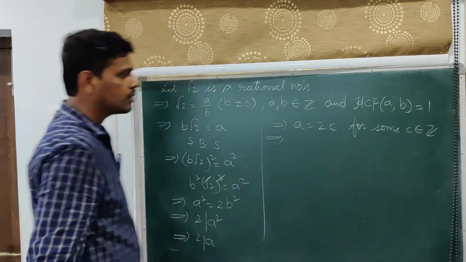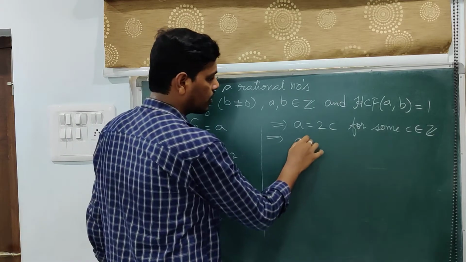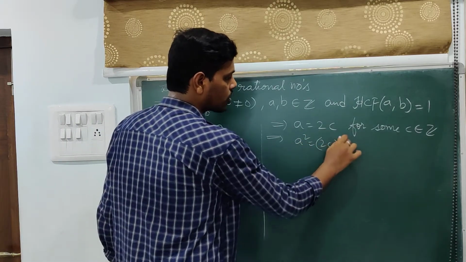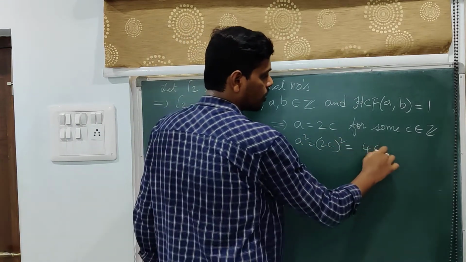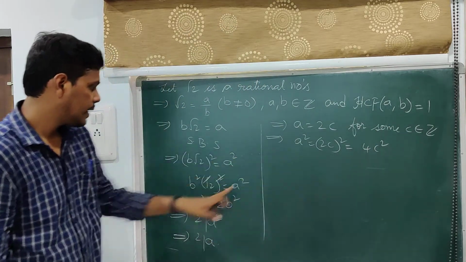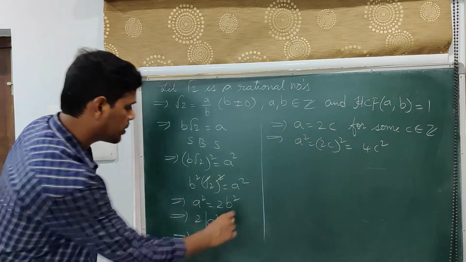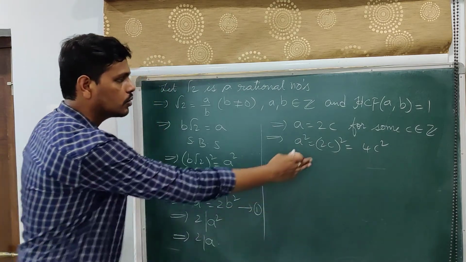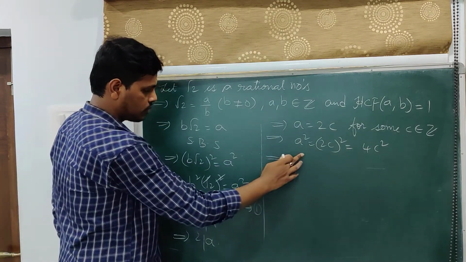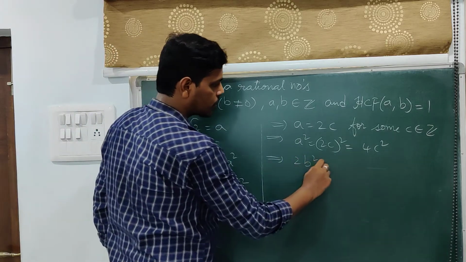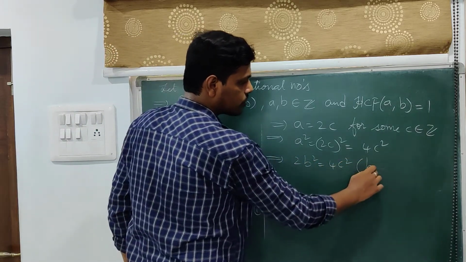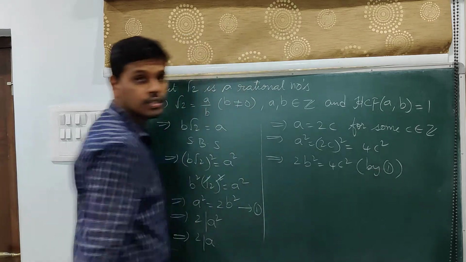Again I will be squaring this. If I square this, what do you get? a square is equal to 2c whole square, which is 4c square. Now a square value is known to us: a square is 2b square. Substitute this. So 2b square is equal to 4c square. This is what I have written as equation 1.